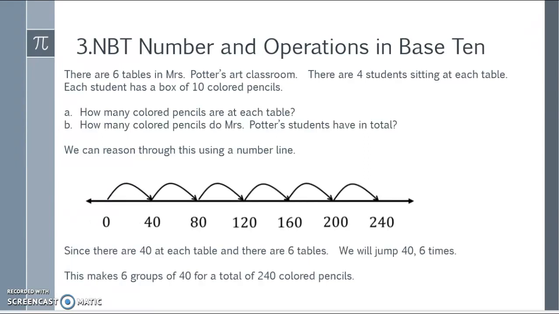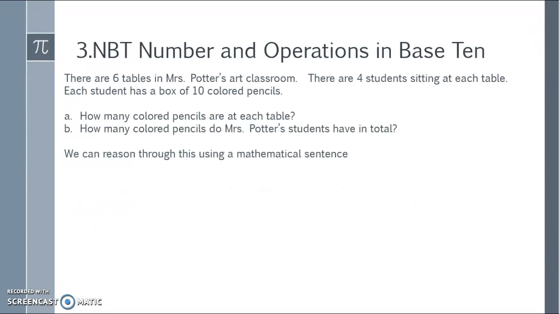Well, if I know that there are 40 pencils at each table, then I can count by 40s on my number line 6 times, or 6 jumps, for each table. 40, 80, 120, 160, 200, 240, making 240 colored pencils altogether with the visual aid of a number line.